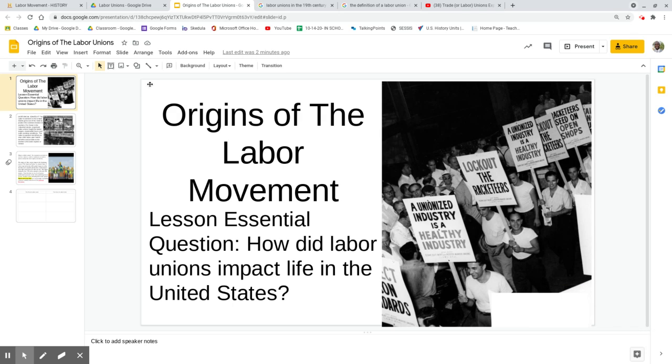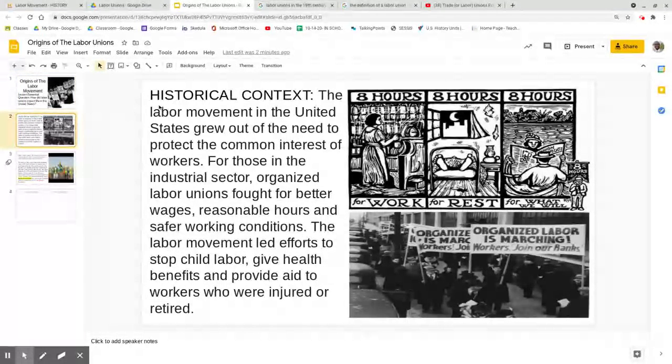Hello, everyone. The lesson today relates to the origins of labor unions. Here is the lesson essential question: How did labor unions impact life in the United States? Now, the historical context is as follows.